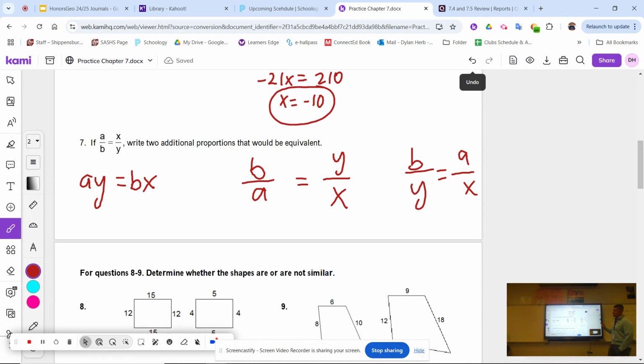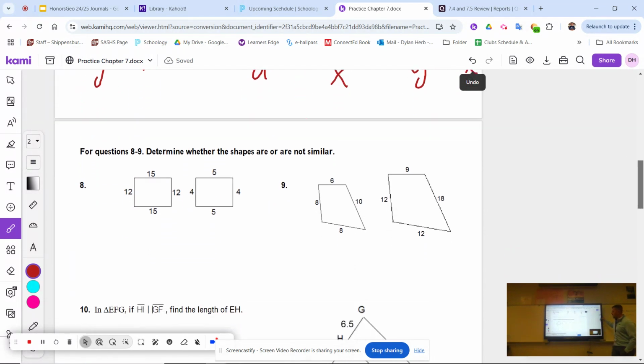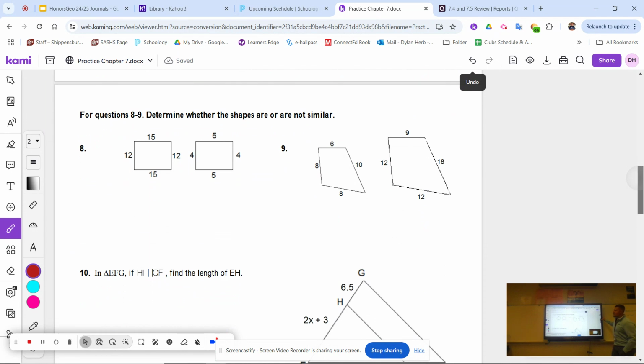A good question to ask, related to this, would be having a couple different proportions written, and you choose which one is not equivalent. So it might be 3 that are and 1 that's not. So that would be a good question to ask there. Similar figures, just looking to find the scale factor, making sure it's the same for every side length. So this one has a scale factor of 3, and that is the case for all 4 side lengths. So that one's going to be yes, it's similar, and the scale factor will be 3.